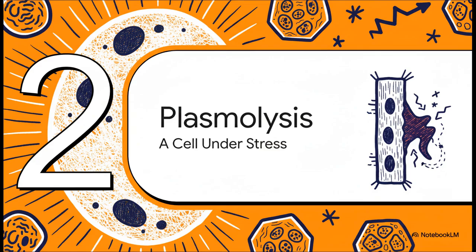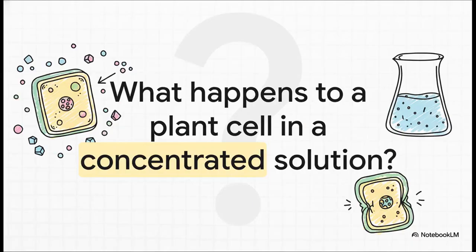Now, let's see what happens when we put a living plant cell into a specific kind of environment, a stressful one. This brings us to a very interesting phenomenon called plasmolysis. So let's imagine an experiment. We take a living plant cell and we place it in some water that is either very salty or very sugary. What do you think is going to happen to the cell?